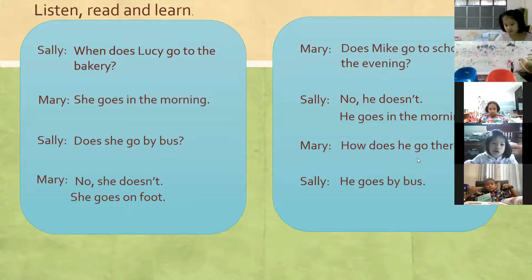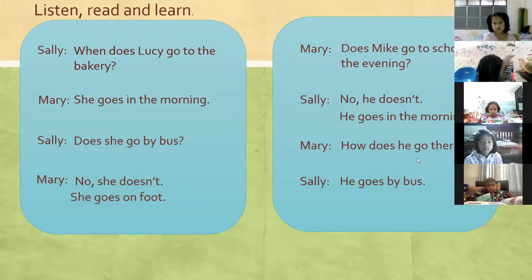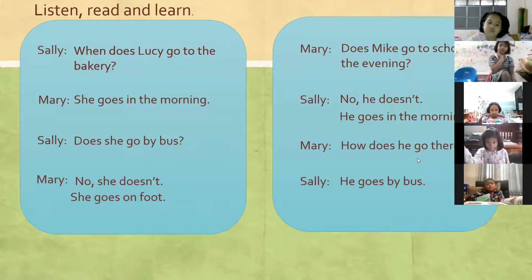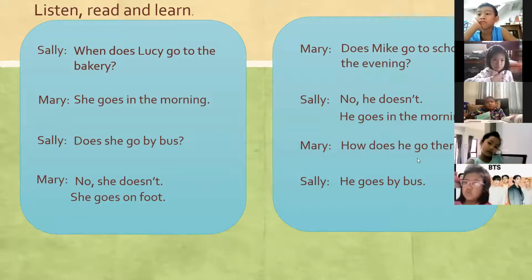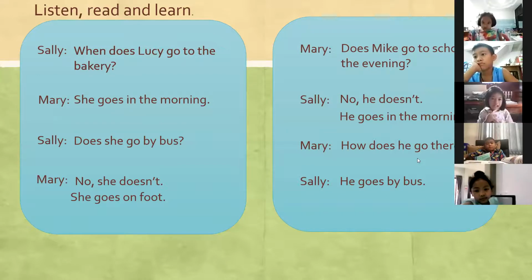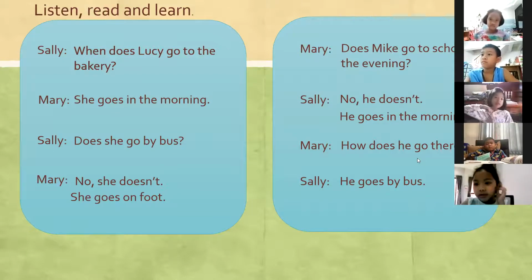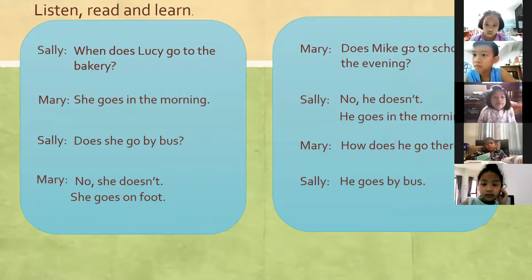Now I am Sally. Then all of you are Mary. Okay, all of you will read. Okay, let's start the conversation. I am Sally. Then all of you are Mary. When does Lucy go to the bakery? She goes in the morning. Okay. Morning. Does Sally go by bus? Does Sally go by bus? She goes on foot. On foot. Okay. Next.